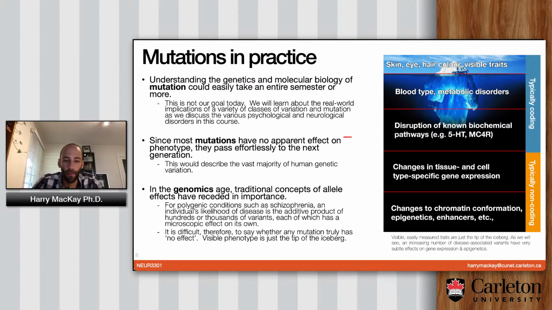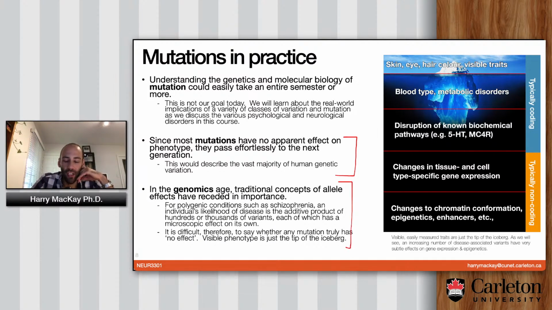Most mutations, and in fact most variations, have no apparent effect on phenotype, and because of this, they're not selected for in any way that we can tell. They pass effortlessly on to the next generation. They clump up and they accumulate in places because of genetic drift and assortative mating, but they don't necessarily have a strong enough effect on your likelihood of reproducing that they would ever be subject to any kind of meaningful selection.